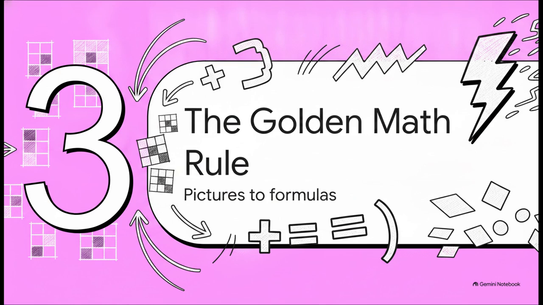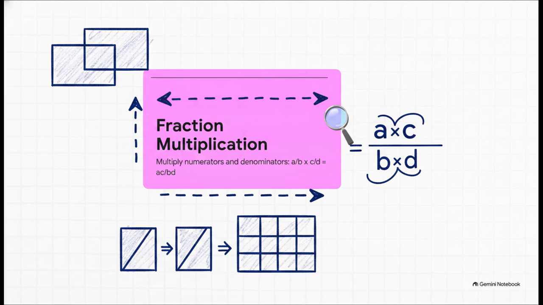Moving on to section 3, the golden math rule, taking this from pictures to formulas. As fun as drawing grids is, dealing with massive numbers requires a lightning-fast formula. So here is your ultimate shortcut. To multiply fractions, you simply multiply the numerators straight across to get your new numerator. Then, you multiply the denominators straight across to get your new denominator.